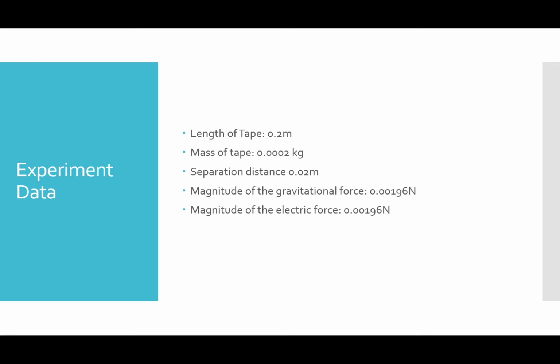My experimental data was: the length of the tape was 0.2 meters, the mass of the tape was 0.0002 kilograms, the separation distance was 0.02 meters, the magnitude of the gravitational force was calculated from F equals mg, which is 0.00196 newtons, and the magnitude of the electric force was 0.00196 newtons as well, because the magnitudes are equal to each other.